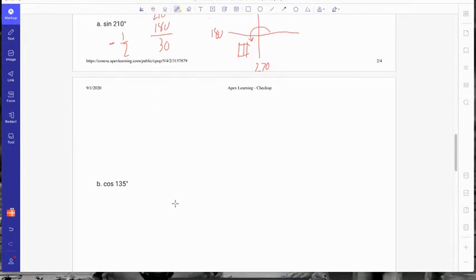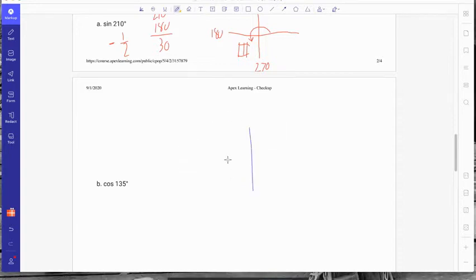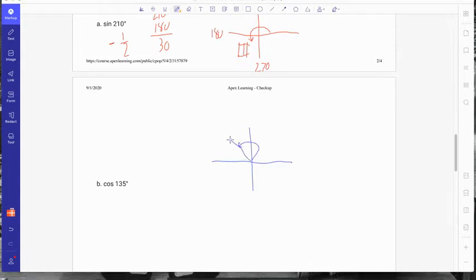So I'm going to scroll down to the cosine of 135. I know 135 is going to be here somewhere. All right, I need to find what my reference angle is. So I'm going to subtract 180 and 135, and I'm left with 45. So there's my reference angle.